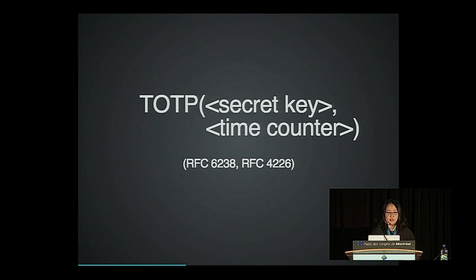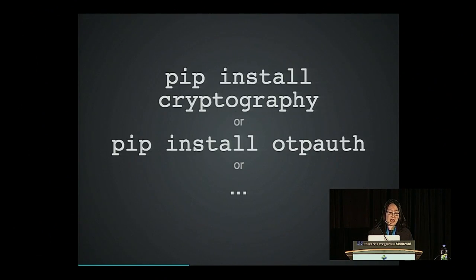TOTP, again, time-based one-time passwords, require a shared secret between the client and server, and are generated using the secret and the current time. The TOTP generated by Alice's app is valid if it matches the TOTP generated by World of Bobcraft. The algorithm is pretty short and simple, specified in those RFCs, and there are many Python libraries that support it. For instance, cryptography not only supports it, but many other cryptographic capabilities. OTP auth just supports OATH, but also includes a nice example of how to generate a QR code from the shared secret so that you can communicate the shared secret to your user.